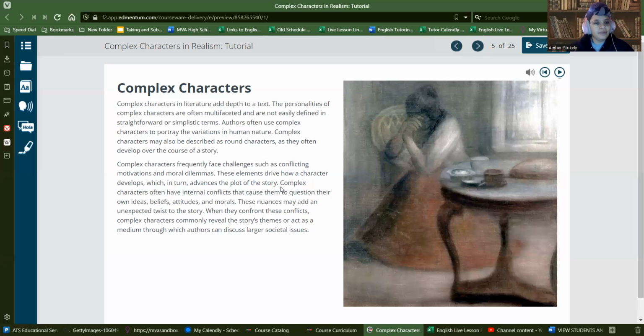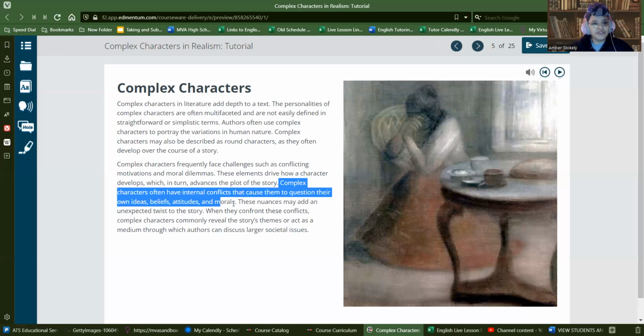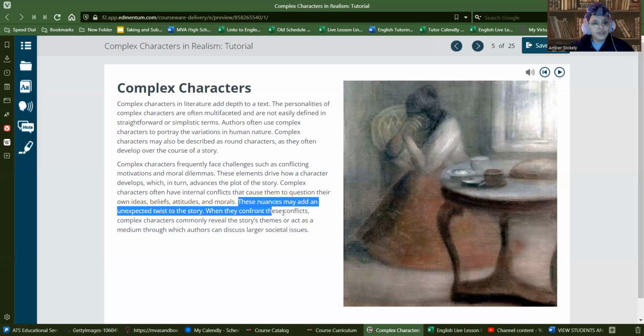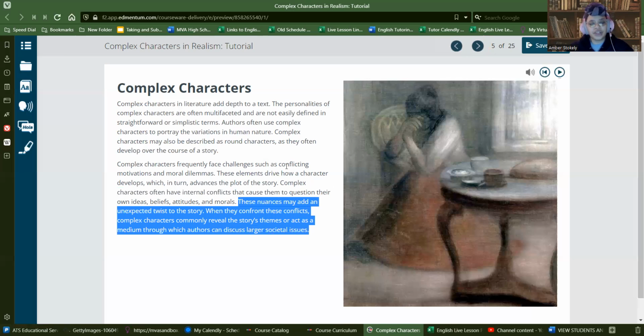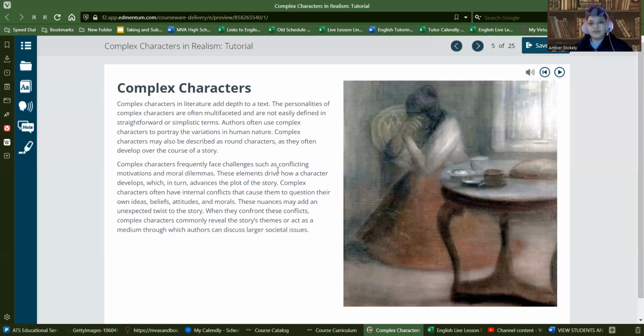Now it says here, complex characters often have internal conflicts that cause them to question their own ideas, beliefs, attitudes, and morals. And that's exactly what I just described. These nuances may add an unexpected twist to the story. When they confront these conflicts, they commonly reveal the story's themes or act as a medium through which authors can discuss larger societal issues.